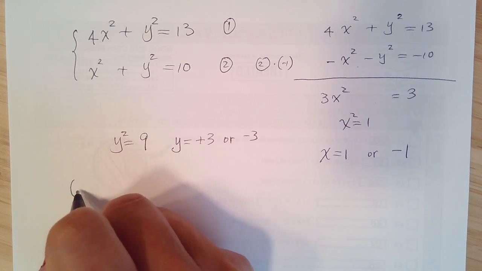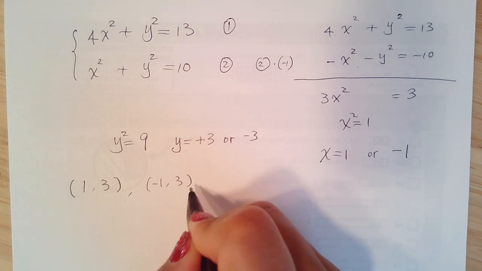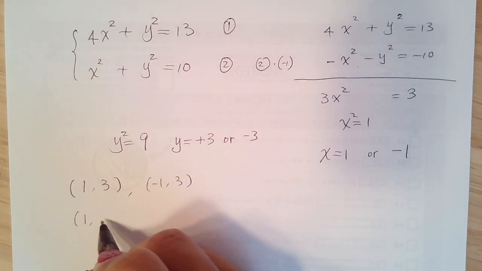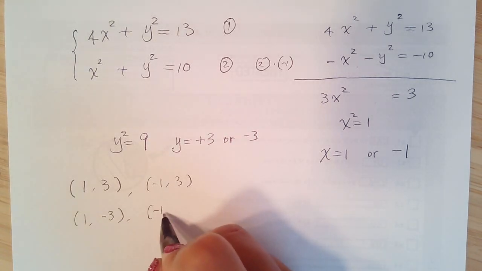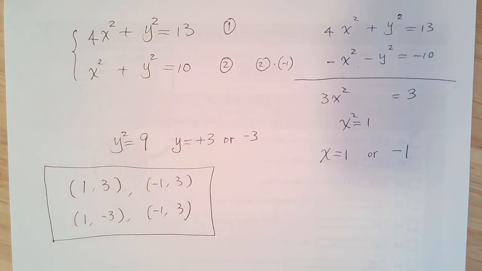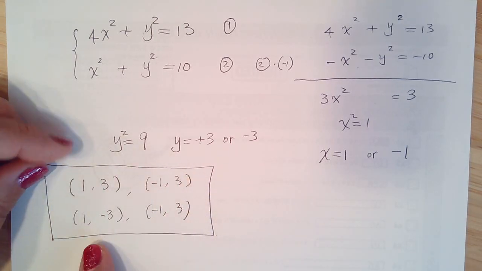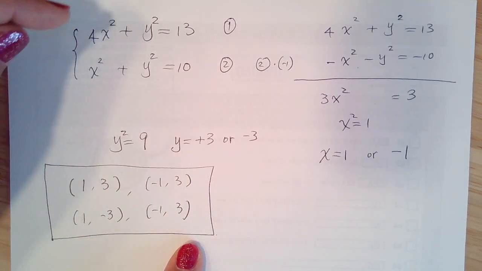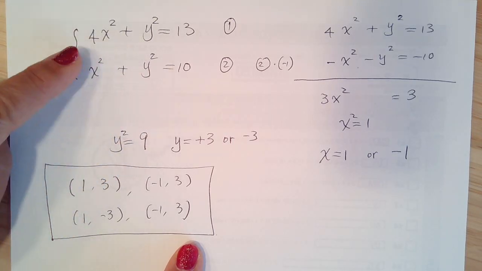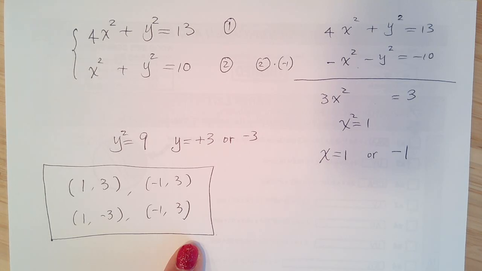So the solutions are 1, 3, -1, 3, 1, -3, and -1, -3. So those are your solutions to this system of equations. Because for all the 4 points, their x squared is 1, their y squared is 9. So see, 1 plus 9 is 10. And 1 times 4 is 4. 4 plus 9 is 13. So all those 4 points, or all those 4 pairs of x, y, are your solutions.